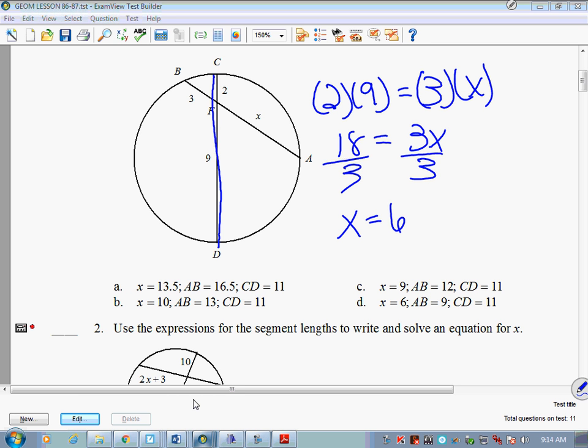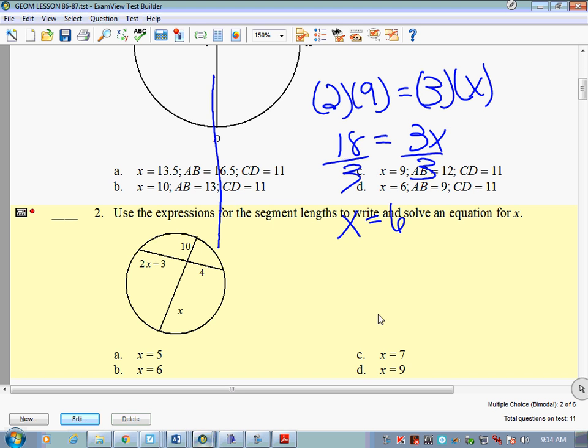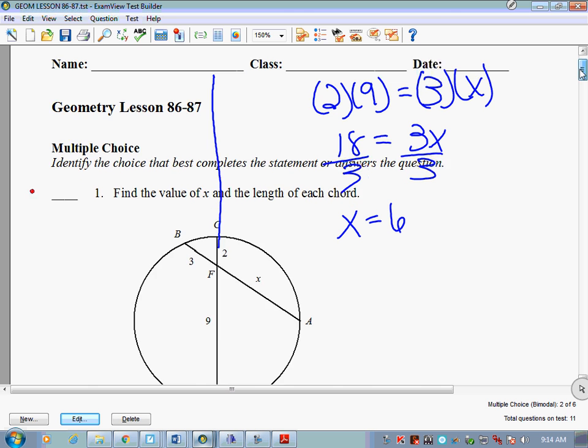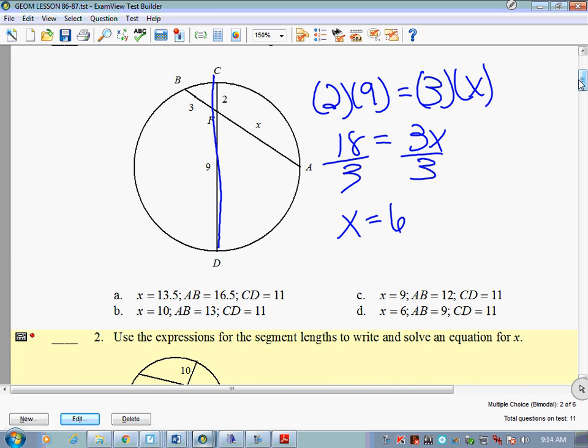Now, let's see. What else do they... All right. But they want to know what the chord length is, right? We already knew the chord length of CD, right? We know that x equals 6, so that makes sense here. But in the end, let's scroll this back up. In the end, I still have to find the chord length.